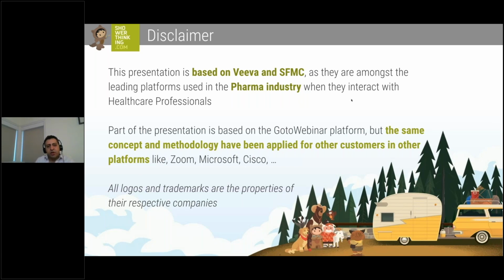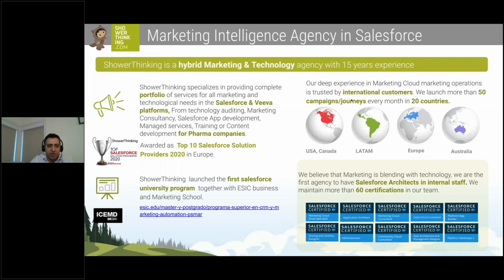Also a quick intro about ShowerThinking, as we feel so privileged to be here to be able to give you this material today. ShowerThinking is a marketing consulting firm, and we provide a complete portfolio of services in marketing and technology needs in Salesforce and Veeva platforms particularly. What is unique and differentiating about ShowerThinking is the strong marketing knowledge that we have in healthcare and pharma, which is combined with a team of experts and architects in Salesforce and Veeva. We have a great proven track record of servicing tier 1 and large pharma companies internationally, and on average, we launch about 50 digital campaigns every month globally. It's also worth mentioning that ShowerThinking has been awarded the Top 10 Salesforce Solution Provider Award in Europe.